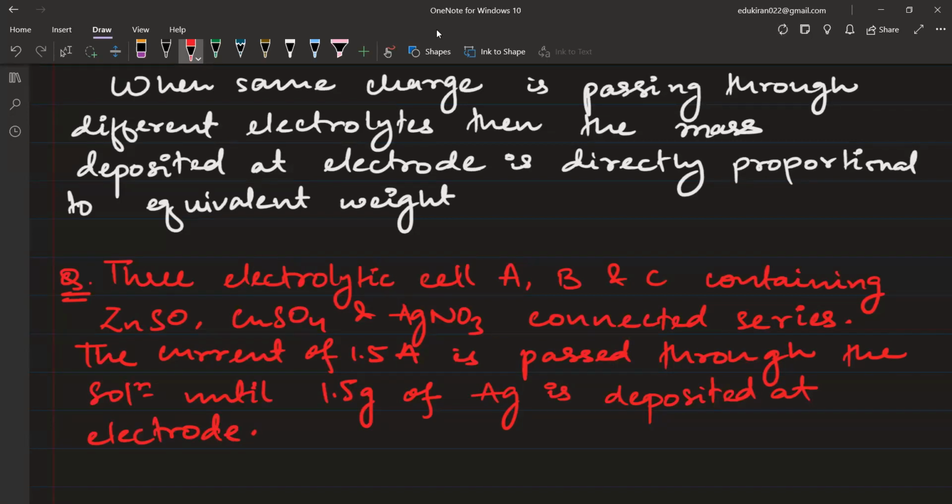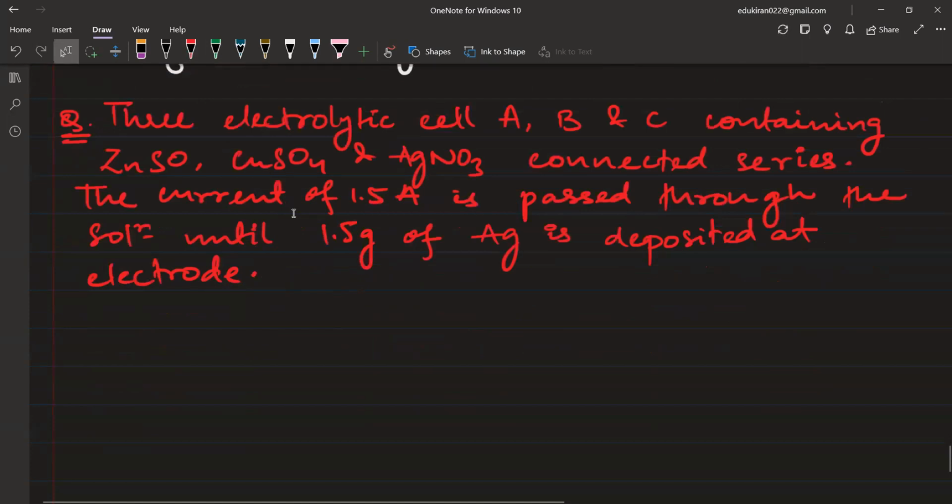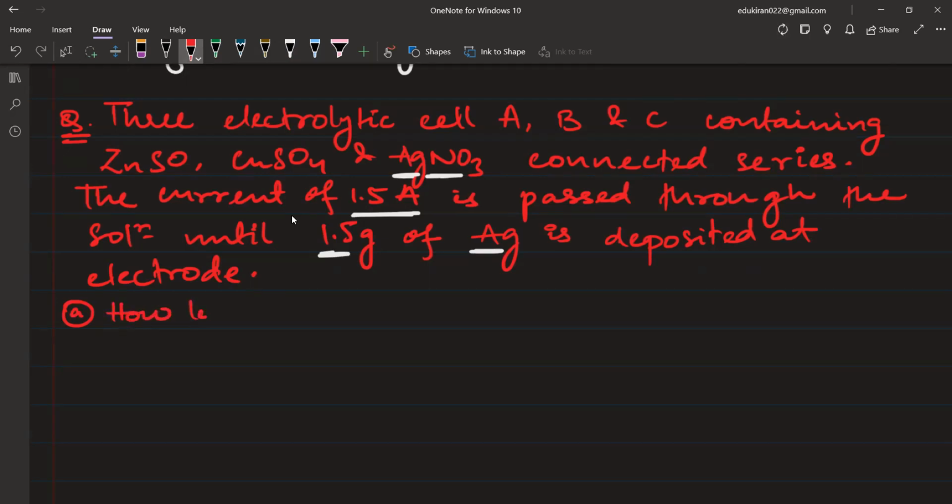Okay. Now, at this point of time, we are not focusing on the other cells. We are just focusing on Ag because we have been given information about Ag. And this is the current that is flowing. This is the mass of Ag that we have got. And the first question that they are asking is A, for how long did the current flow?